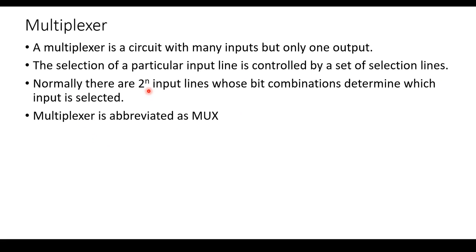Normally there are 2 to the power n input lines whose bit combination determines which input is selected. So here 2 to the power 2 means 4 input lines, 2 to the power 3 means 8 input lines, and it goes on like that. Each bit combination, 0 0 for example, selects a separate input line. It's the same as your decoder, the only difference is you will have some selection lines here. The multiplexer is abbreviated as MUX, its short form nickname.